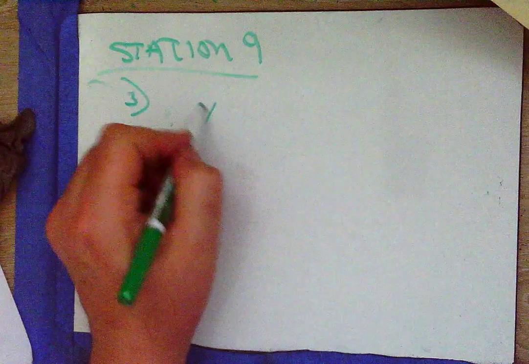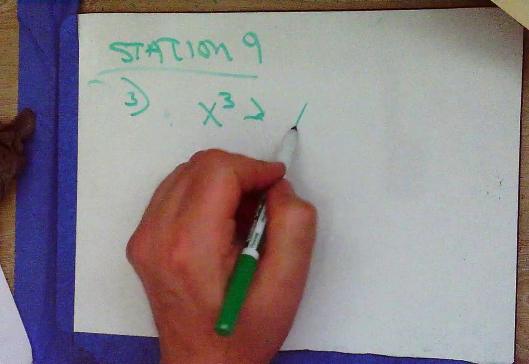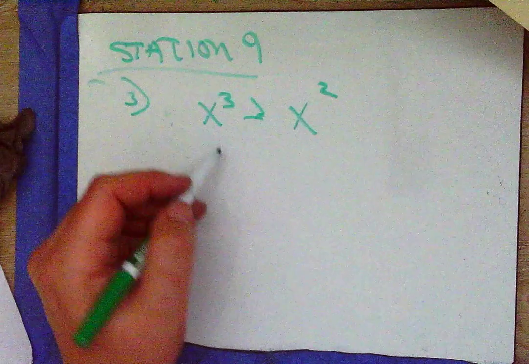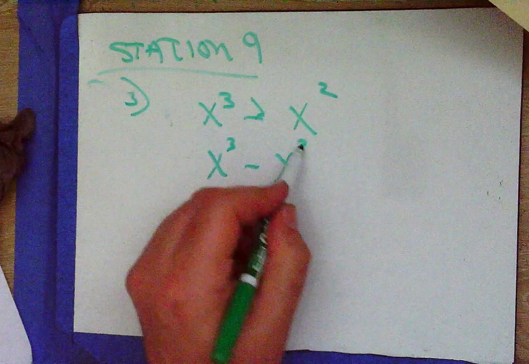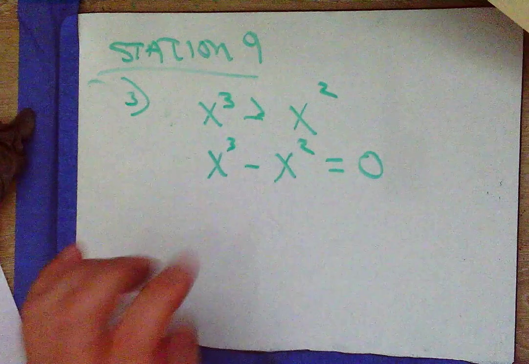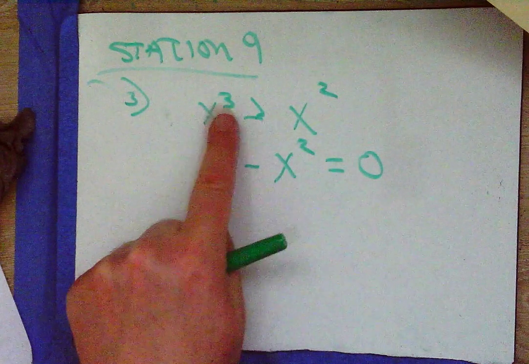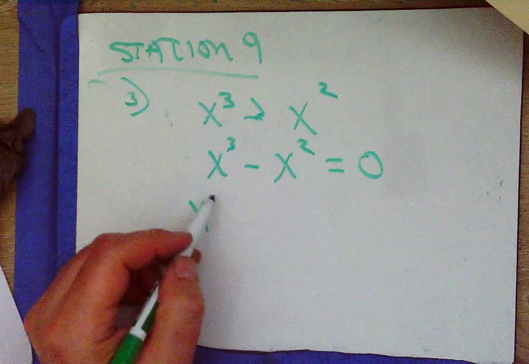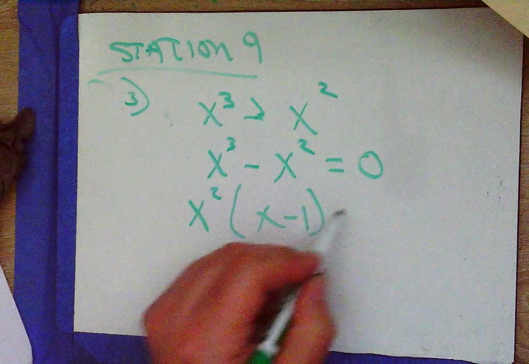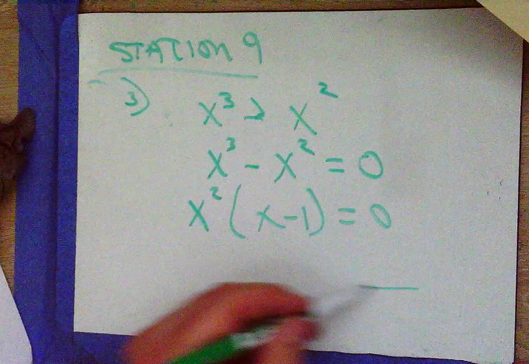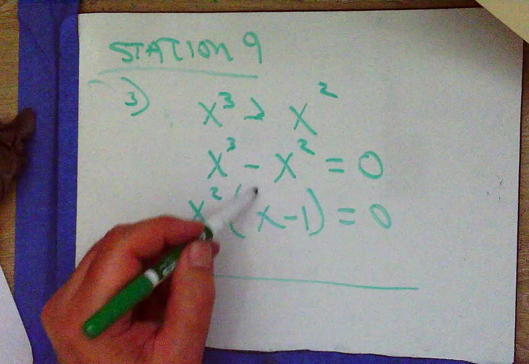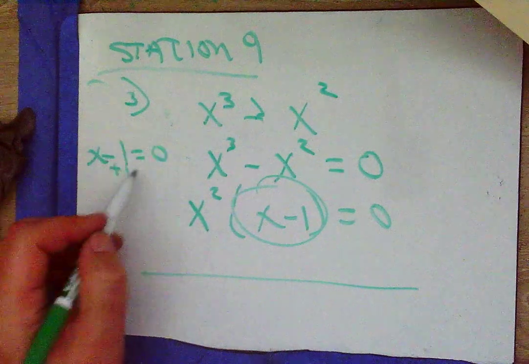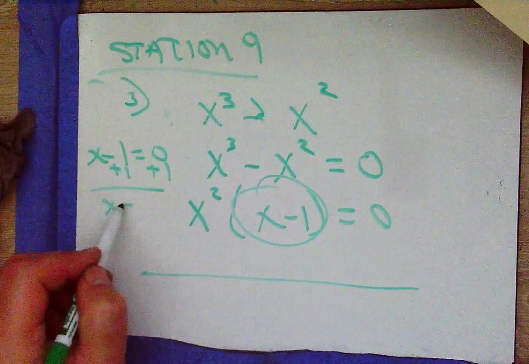Number 3 says x to the third is greater than x to the second. Well, you know, this is x to the third minus x squared equals 0, right? I have to turn that into that, and because this is a polynomial, I'm going to move everything to one side. I factor out an x squared, I have x minus 1, okay? And now I've got two critical numbers. This is x minus 1 equals 0, I add 1, I get x equals 1.